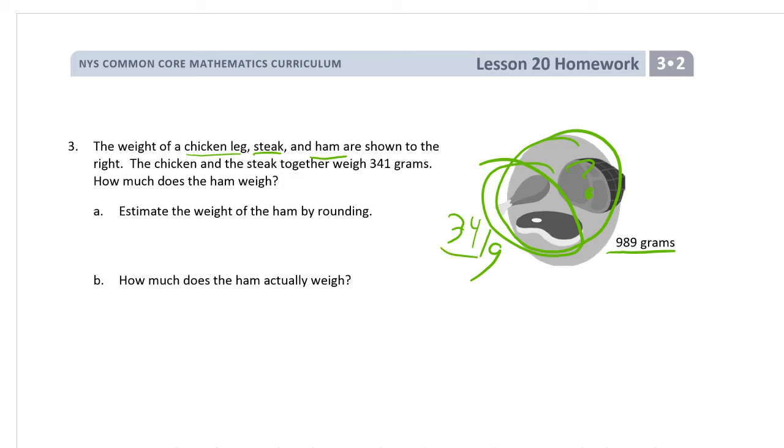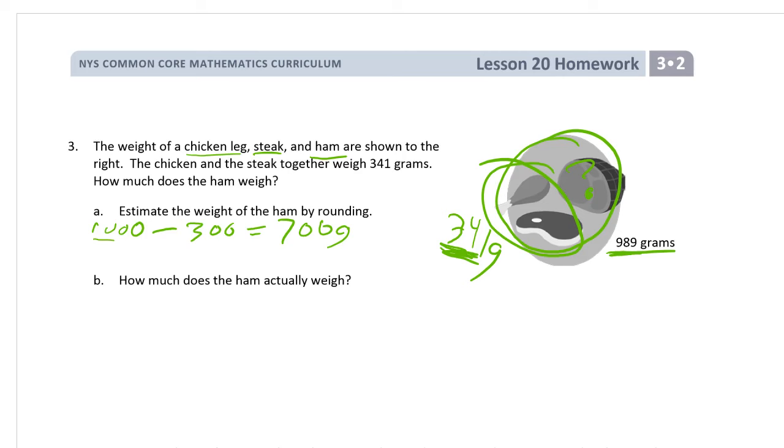By rounding, it doesn't say if we had to round by tens or by hundreds. I'm going to round by hundreds because it's easier to do the subtraction. So 989 is in between 900 and 1,000, and it's closer to 1,000. So it's 1,000 minus, and if I round this by 100, 350 would be in the middle between 300 and 400, and it's less than that, so it's closer to 300. So 1,000 minus 300 is 700, because that's 10 hundreds, kind of, right? Minus 300s is going to be 700s.